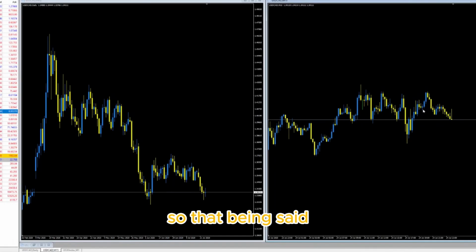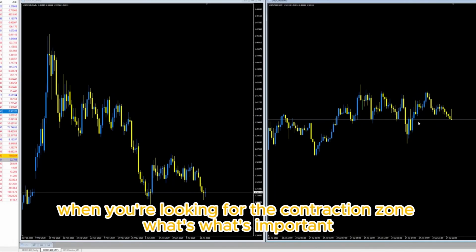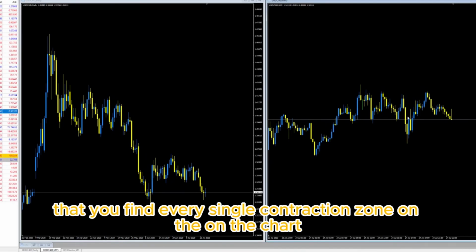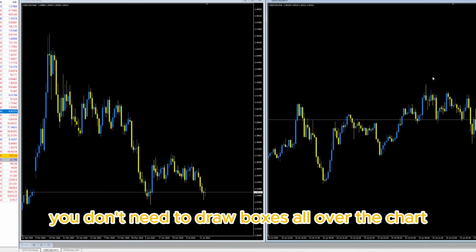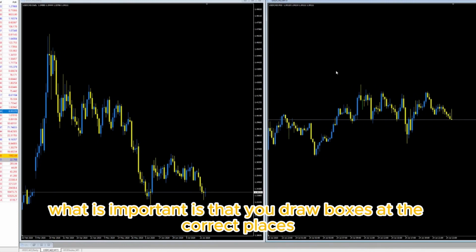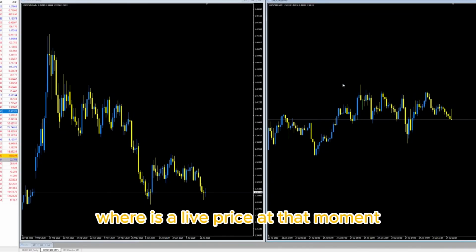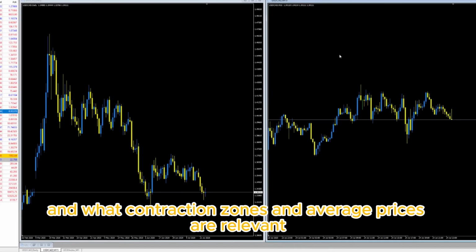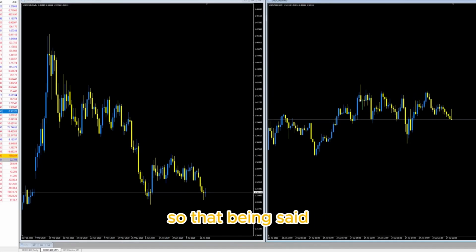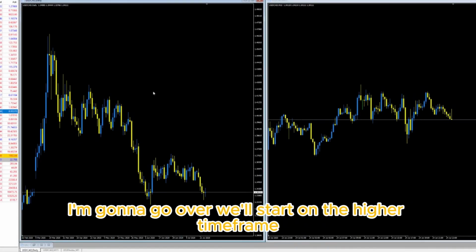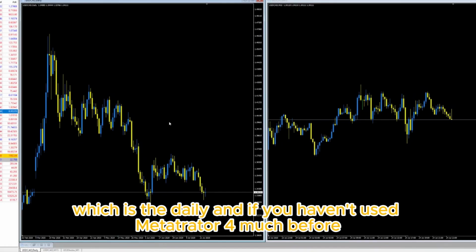So when you're looking for the contraction zone, it's not important that you find every single contraction zone on the chart. You don't need to draw boxes all over the chart. What is important is that you draw boxes at the correct places that are relevant to where price action is at the moment. Where is the live price at that moment, and what contraction zones and average prices are relevant to where you're at there. So what we're going to do, I have the daily, I got the 15 here, and we'll start on the higher time frame, which is the daily.